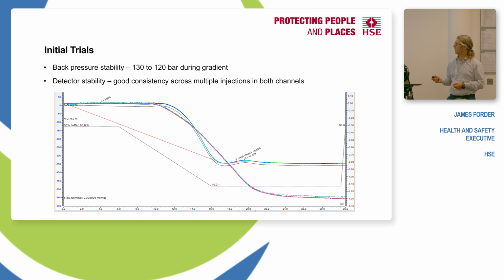So first of all, check the back pressure stability. I ran a small gradient. Now, as I explained, we learned a lot about the mobile phase preparation. The mobile phase is a mixture of a phosphate buffer and acetonitrile. You have to be very careful in the mixing of that, otherwise you get very tiny precipitation in the mobile phase. It's not an obvious crashing out.